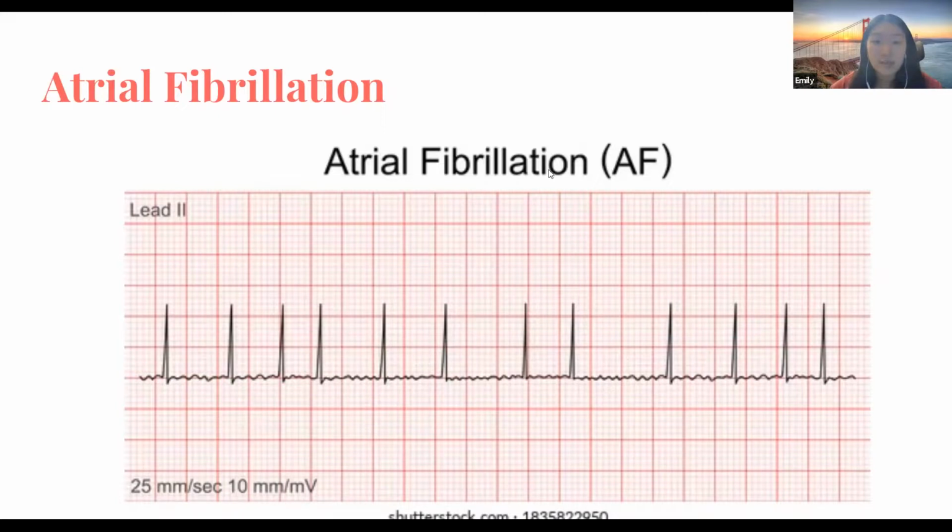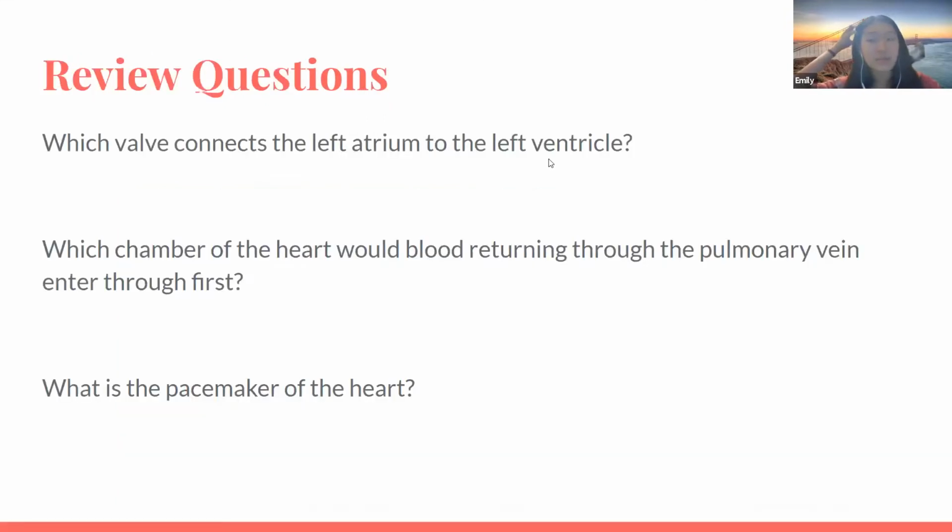All right, so let's do a little bit of review and then we'll stop for today. What valve connects the left atrium to the left ventricle?